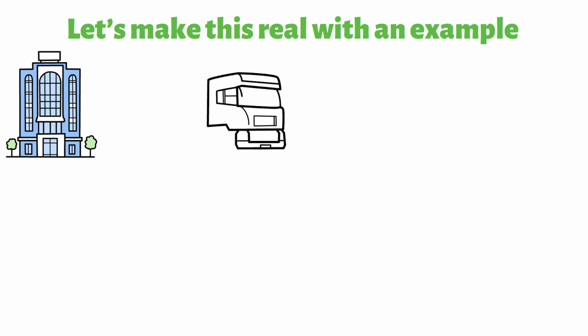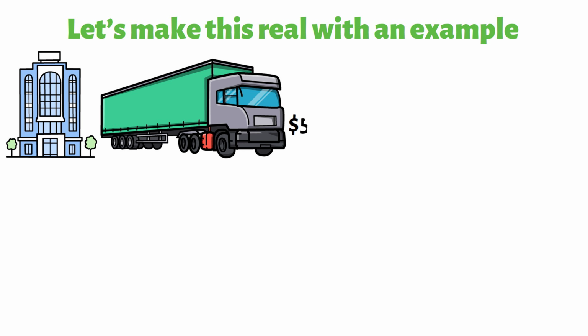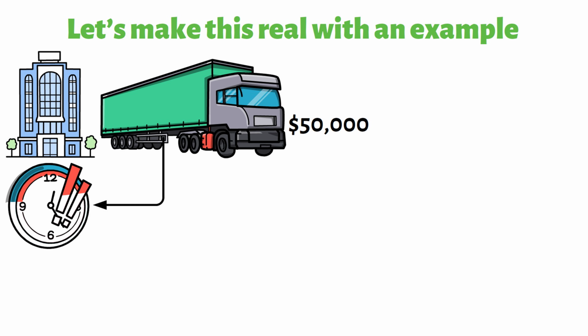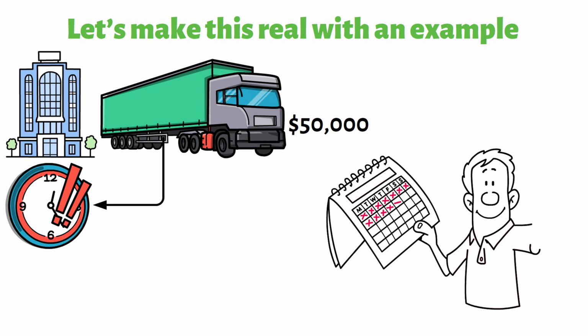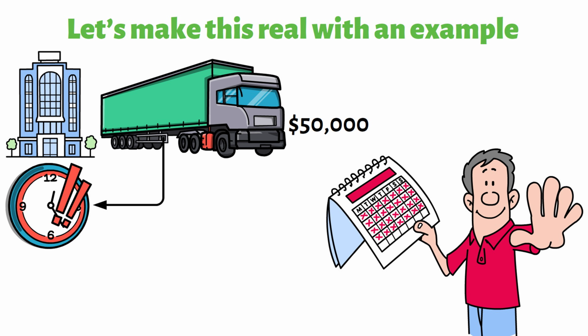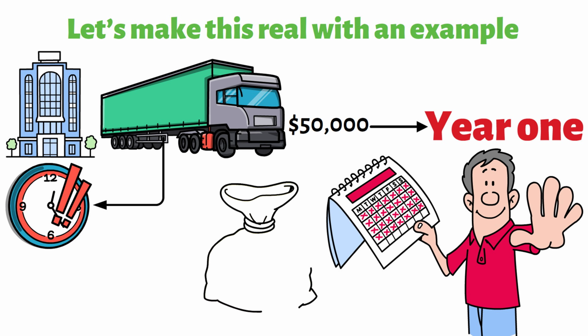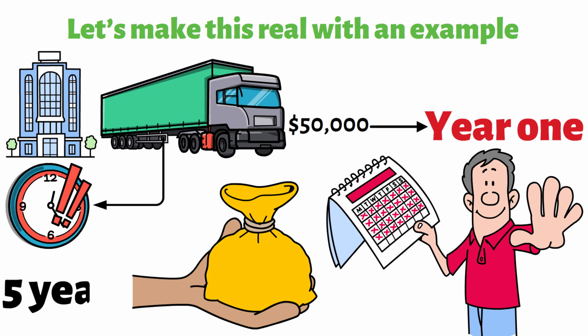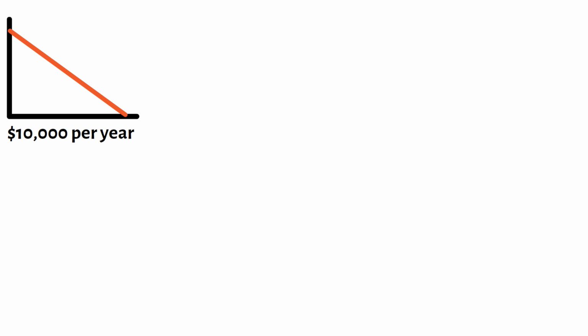Imagine a small construction company buys a truck for $50,000. Now, that truck isn't going to last forever. It might have a useful life of around 5 years. Instead of recording a $50,000 expense in year one, the company spreads that cost over 5 years. Using straight-line depreciation, they would expense $10,000 per year.